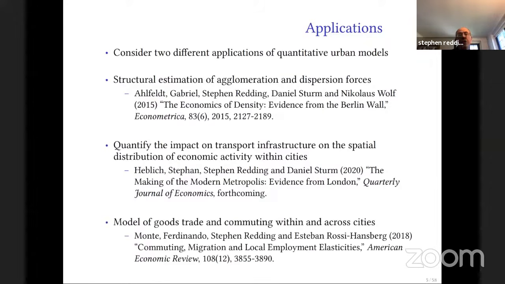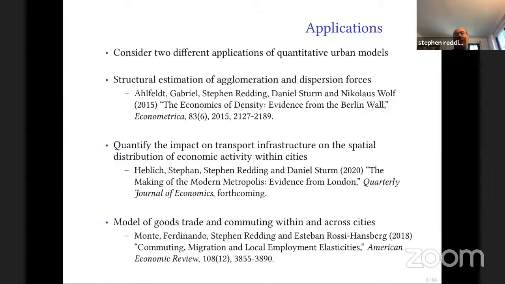Before I get into those two papers, I just want to flag a third paper, which I'm not going to have time to talk about today, but I think is interesting in the context of today's lecture. That's a paper on goods trade and commuting with Esteban Rossi-Hansberg and Fernando Monte. The reason I'm flagging that paper here is that everything else I do today, I'm thinking about a single city, and how economic activity is organized within that city. Whereas in this paper at the bottom of the slide, we have a setting where we can nest that single city in a whole system of cities.